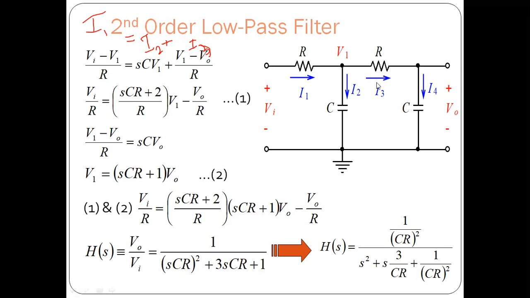And next, when we write the equation for I3, I3 is going to flow through this R resistor. The voltage at this node will be V1, and the voltage at this node will be, sorry, V0. So it is V1 minus V0 divided by the resistance in this part. So this is how we have written this equation.